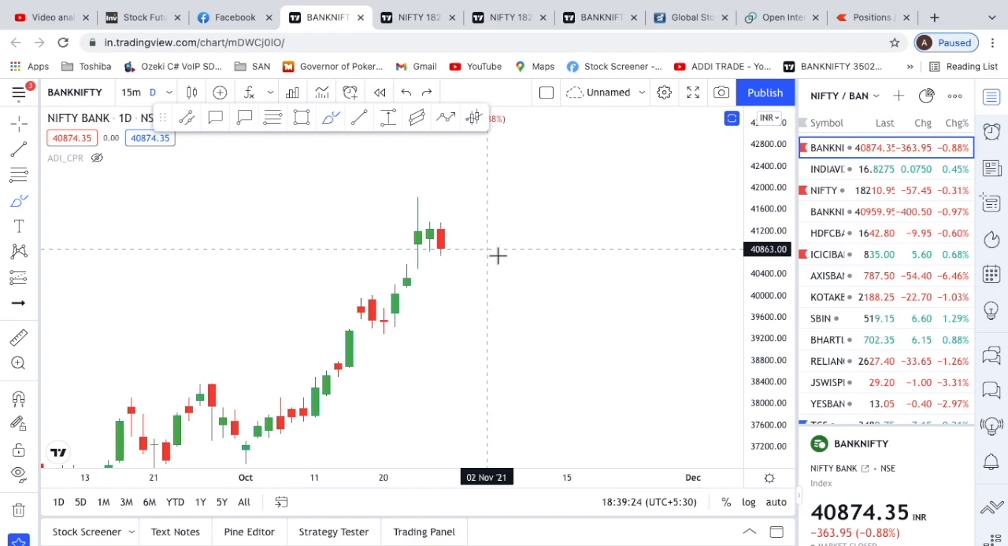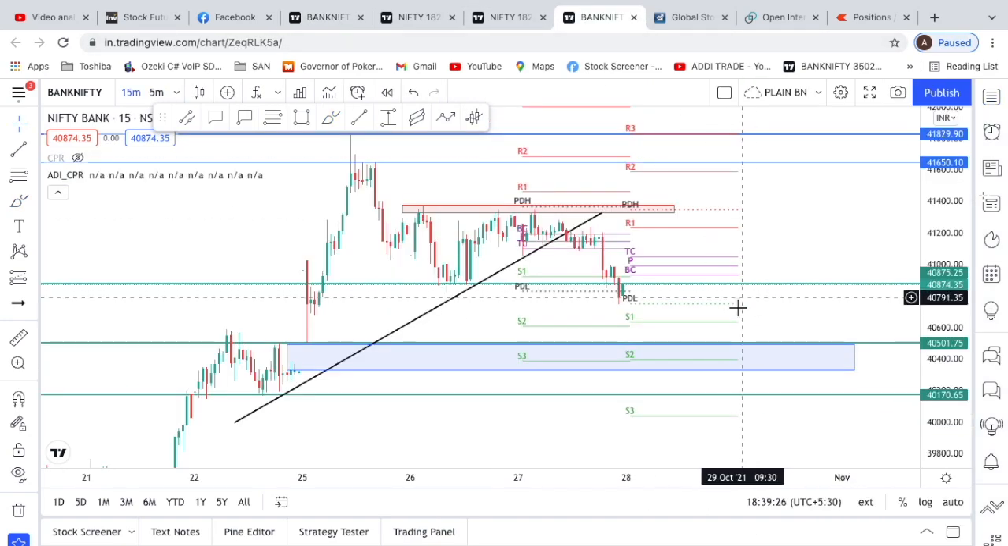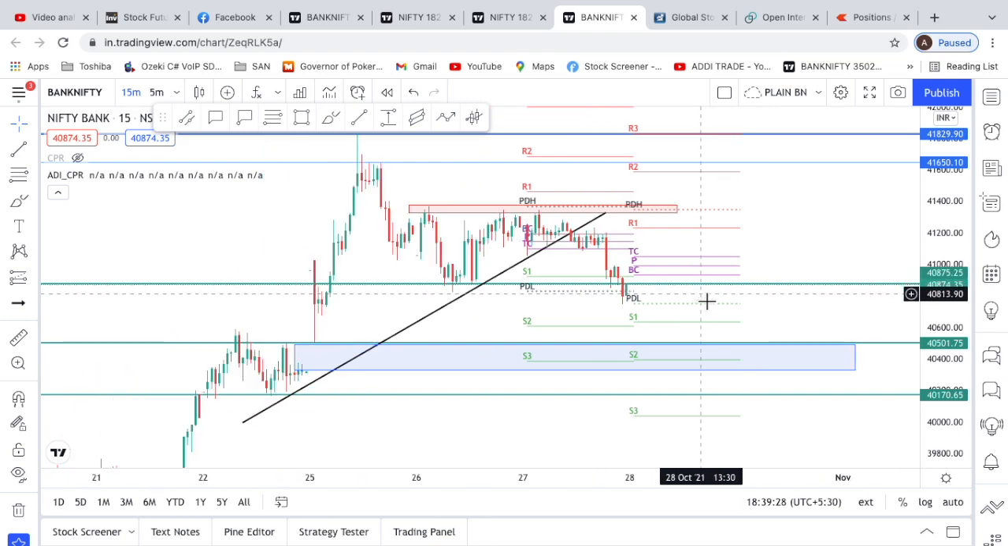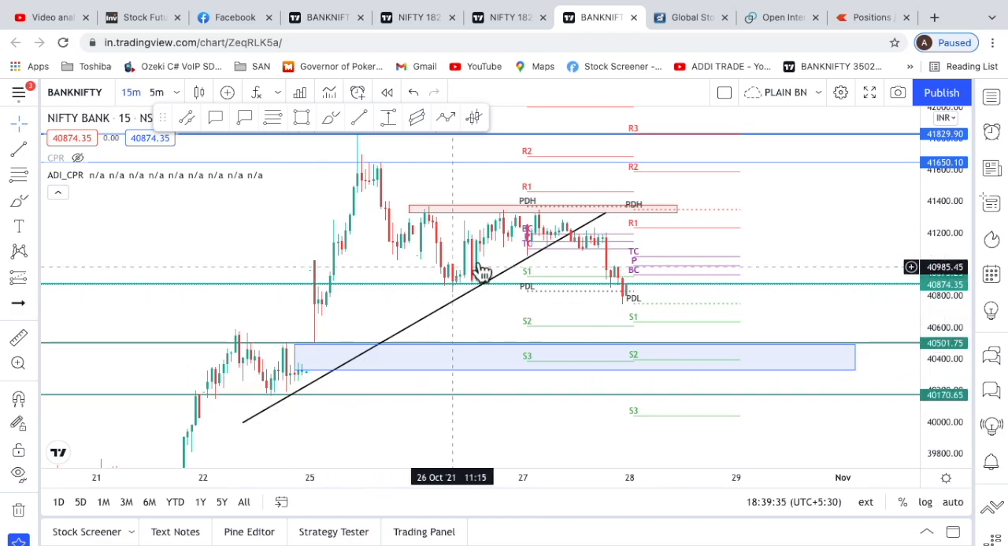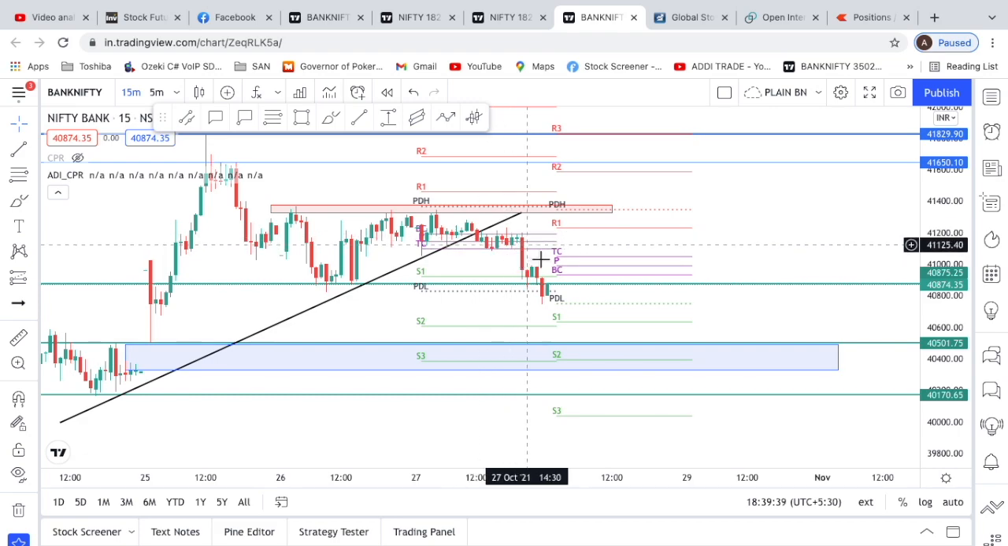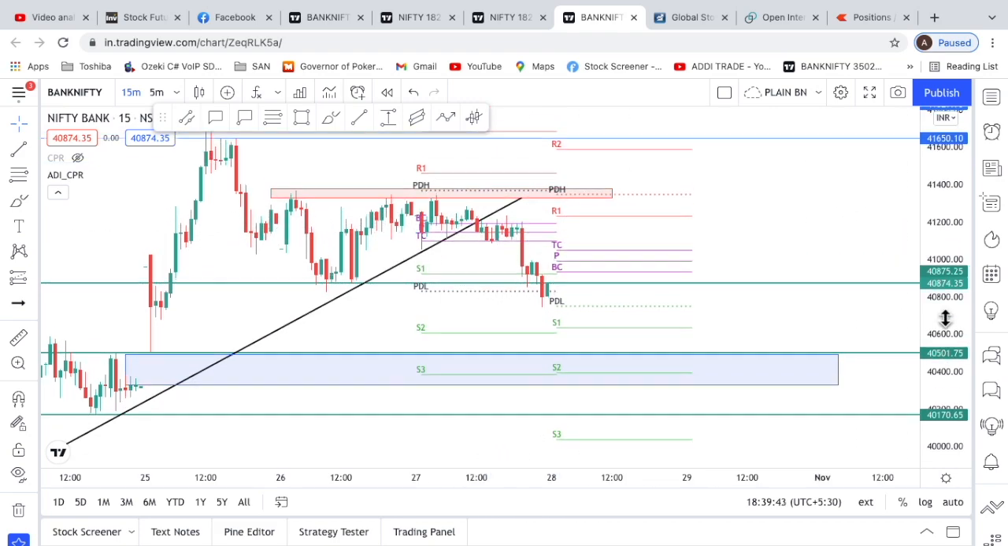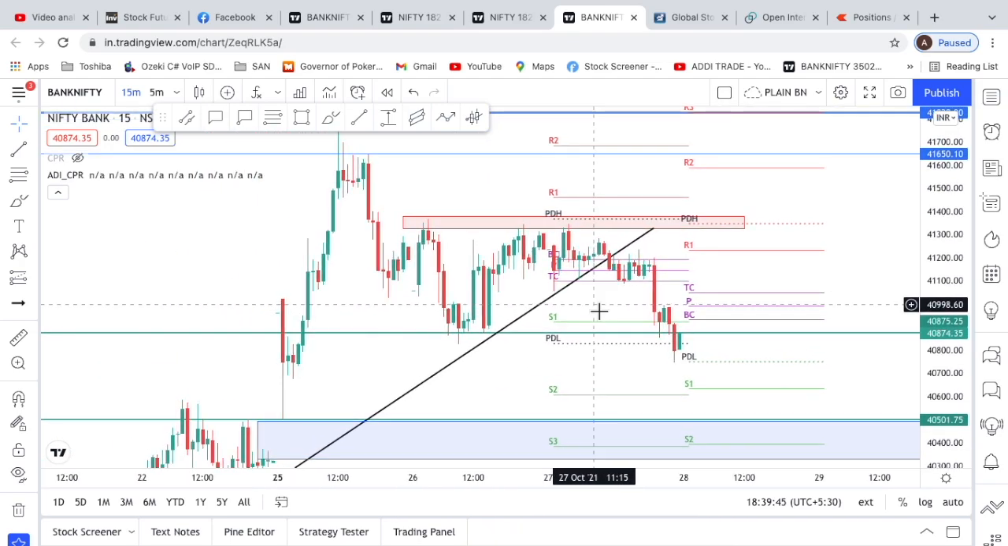So let's go into the 15 minutes chart, Bank Nifty. See, yesterday we kind of had this trend line. In my analysis video, I had pointed out that if this trend line breaks, we could have a down move. The down move did come, but came in a pretty choppy way. Now coming to my trade, right? What I did was short here.